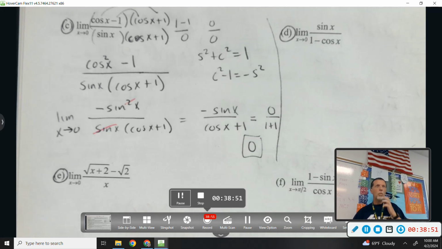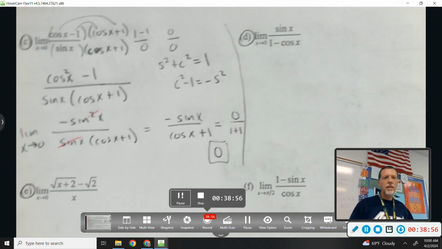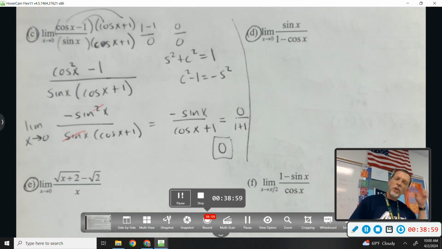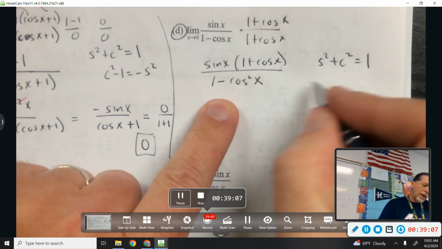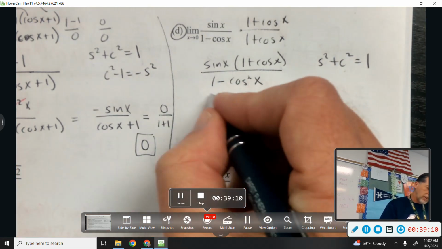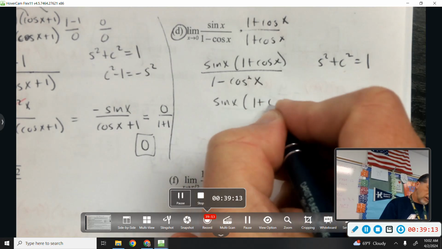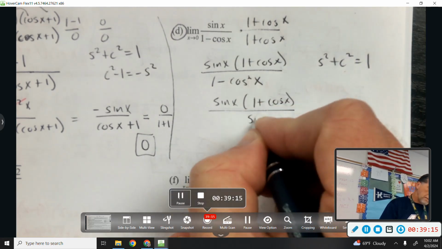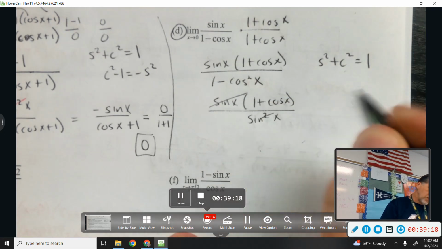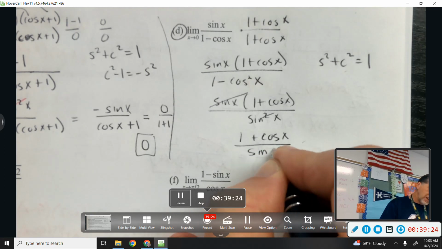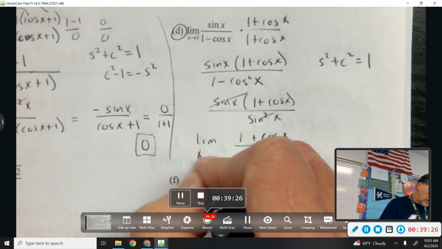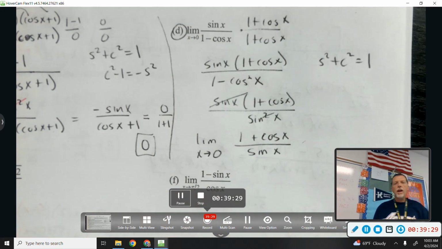Why don't you try D? Try D. I kind of warned you already that they're obviously similar, but they lead to different answers, so there's your hint on D. So 1 minus cosine squared is equal to sine squared. So one of the sines will cancel. And I've got 1 plus cosine over sine. And then I'll plug in 0.